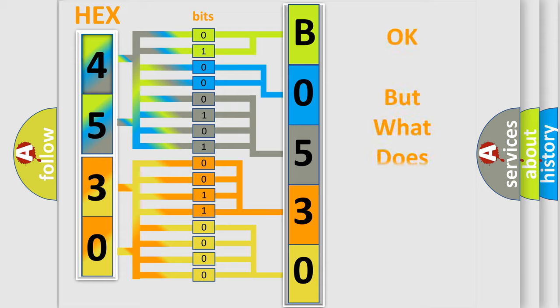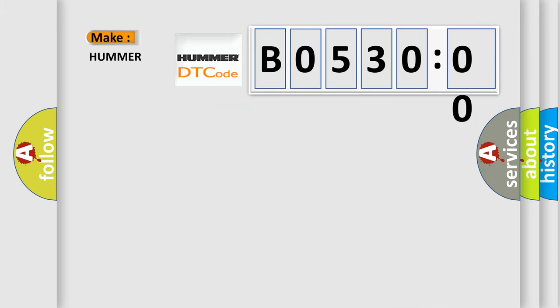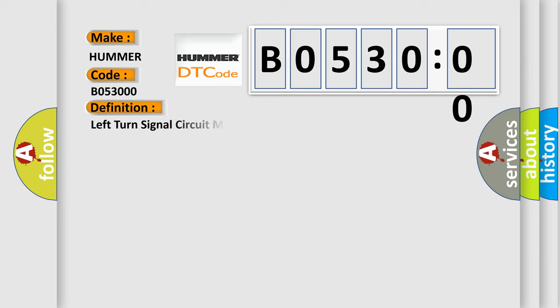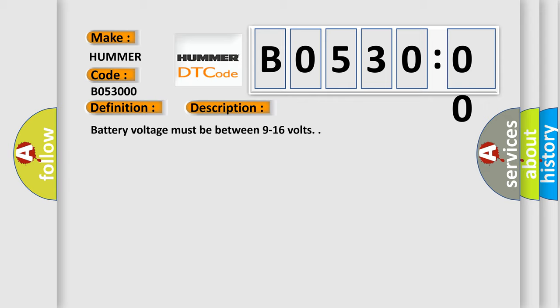The number itself does not make sense to us if we cannot assign information to what it actually expresses. So, what does the diagnostic trouble code B0530 interpret specifically for car manufacturers? The basic definition is left turn signal circuit malfunction. And now this is a short description of this DTC code. Battery voltage must be between 9 to 16 volts.